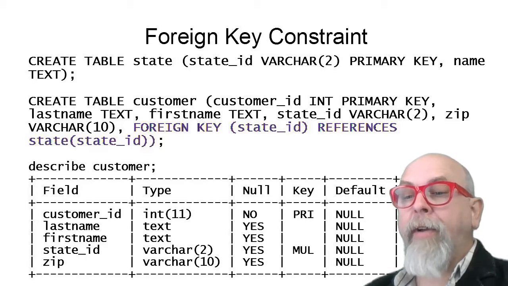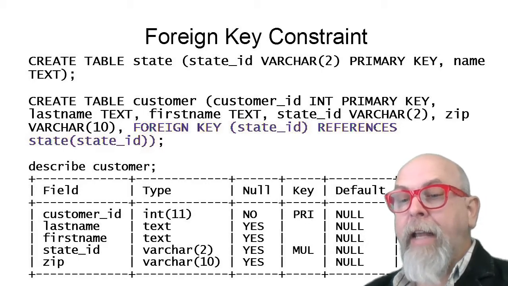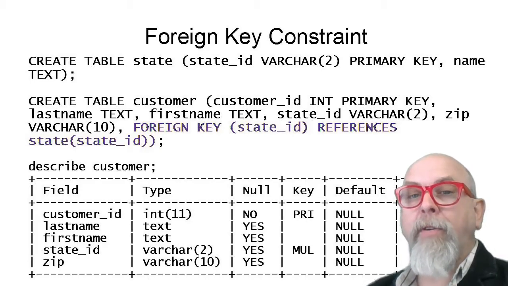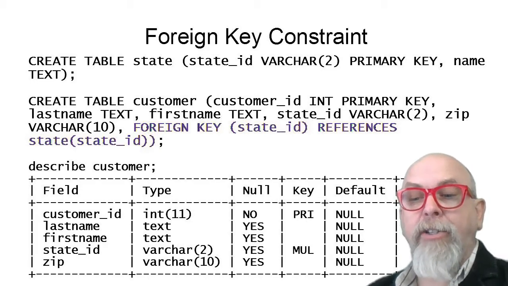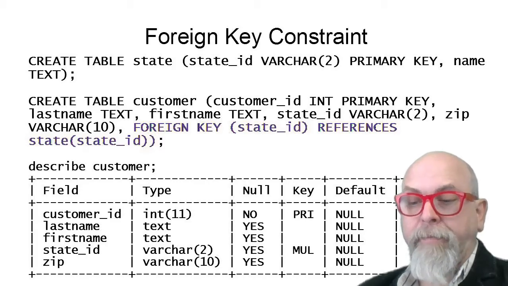So on your entity relationship diagram, that would be a one-to-many relationship between customer and state. A customer has one state, a state has many customers. You can see on the described customer, after the customer table was created, that in fact it's showing up as a multiple key down in the key column, showing you that it is in fact a foreign key.